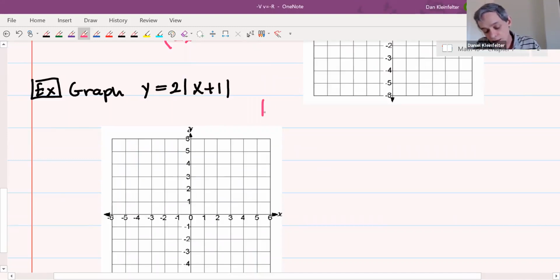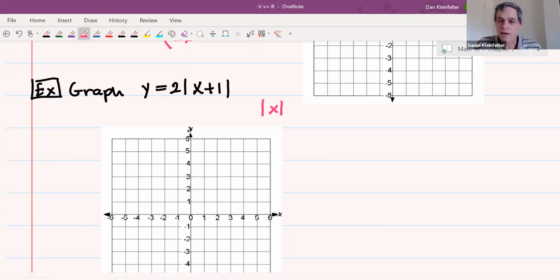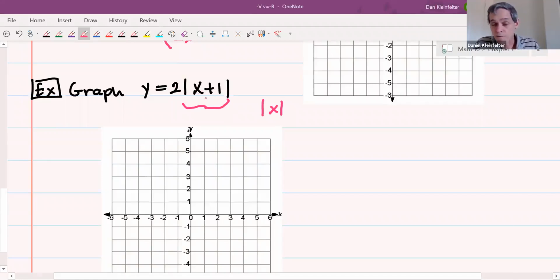So considering absolute value of x to be our basic graph, the x plus 1 is going to represent a left shift by 1 unit. And if you think about it, that makes sense because the absolute value is always greater than or equal to 0. So what would I substitute into here to make it so that the smallest possible value comes out? Well, if I put in 0, we'll get a 1 out, neglecting the 2, of course, just for the absolute value. If you put in a 0, you'll get a 1 out.